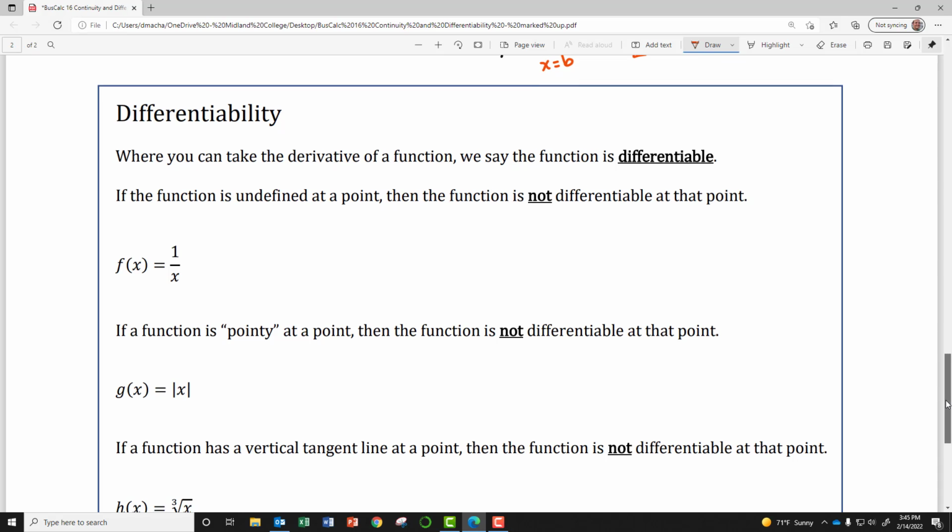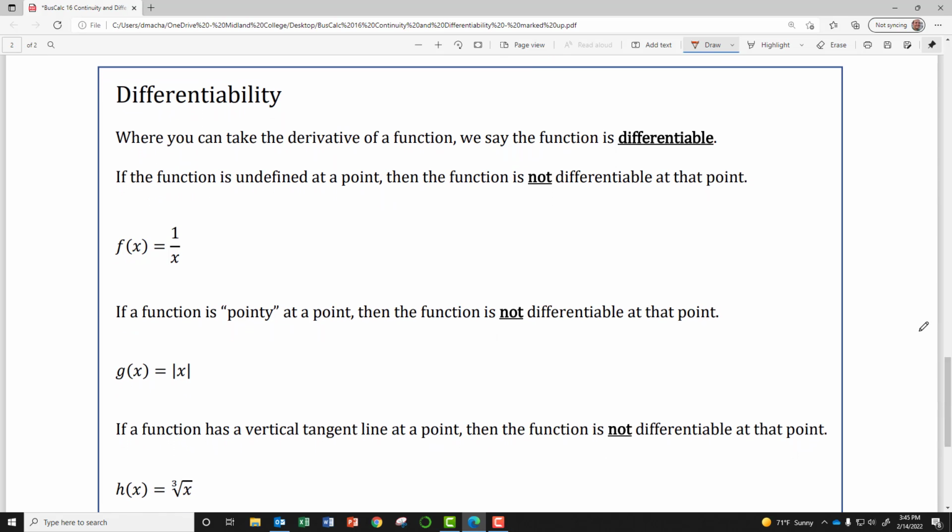This is a little section about differentiability. So when you can take the derivative of a function, we say the function is differentiable. And likewise, if you cannot take the derivative of a function, we say the function is not differentiable. And just by the way, when I say you, I mean you in general, right? Just because you don't remember the derivative doesn't make the function not differentiable. But it turns out that there are some points, and in fact some entire functions, where you cannot take the derivative.